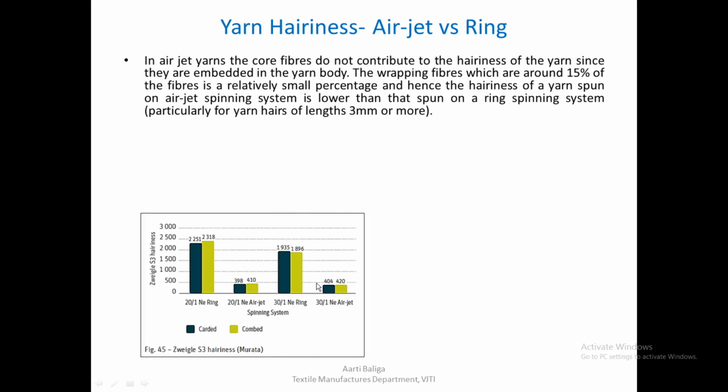When the yarns were tested, different types of yarns are shown. 20s Ne is compared for ring as well as airjet, and then there is a comparison between 30s ring and 30s airjet, and both combinations are taken carded as well as combed. So let us see them one by one.